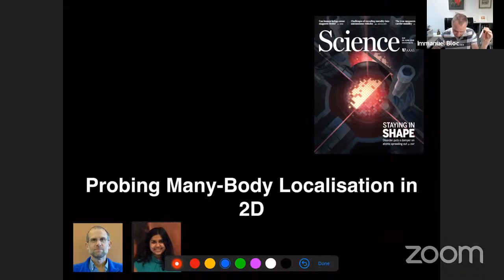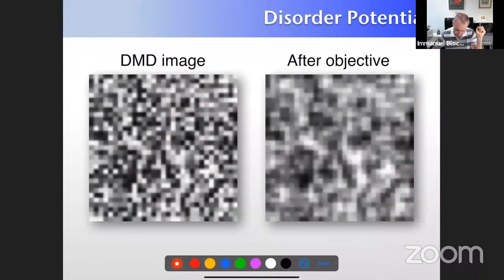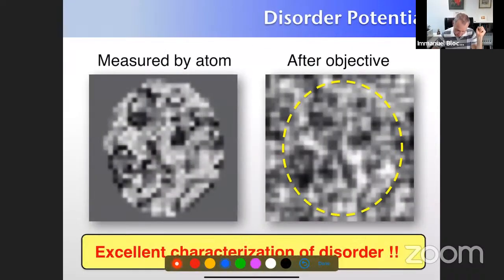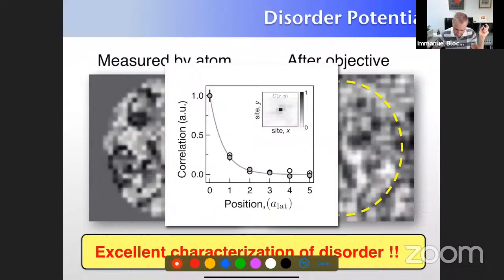Okay, so now we do the same experiment in 2D. As I said, we do this with real random disorder. We have this very highly controlled disorder in the system.